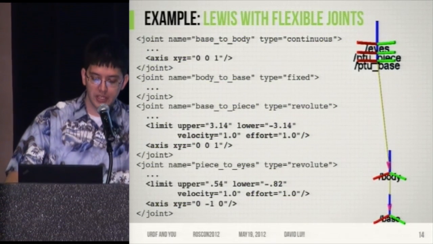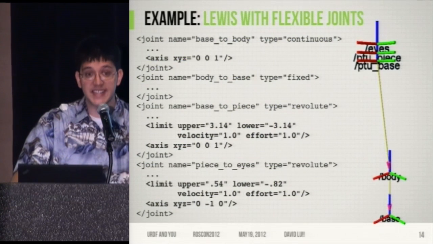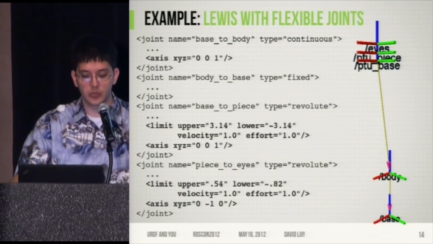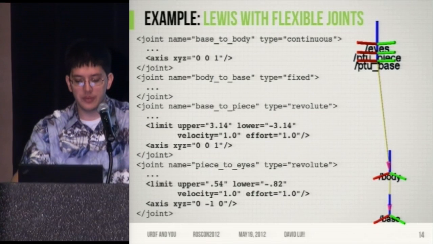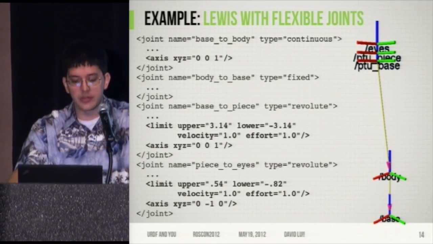And so if we were to actually put that into our model again, the relationship between the base and the body, that can rotate fully around forever. So we specify a continuous joint, and we specify the axis to be the z-axis with that vector there. The connection between the body and the base is fixed. They don't move relative to each other. So we leave that one as it is.